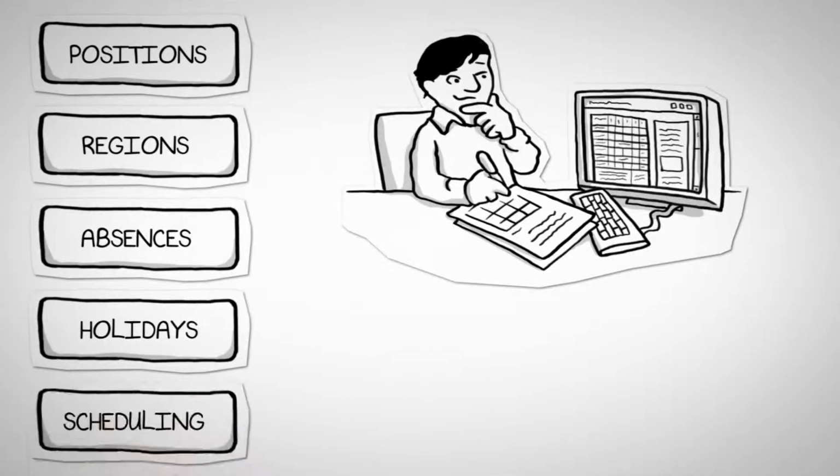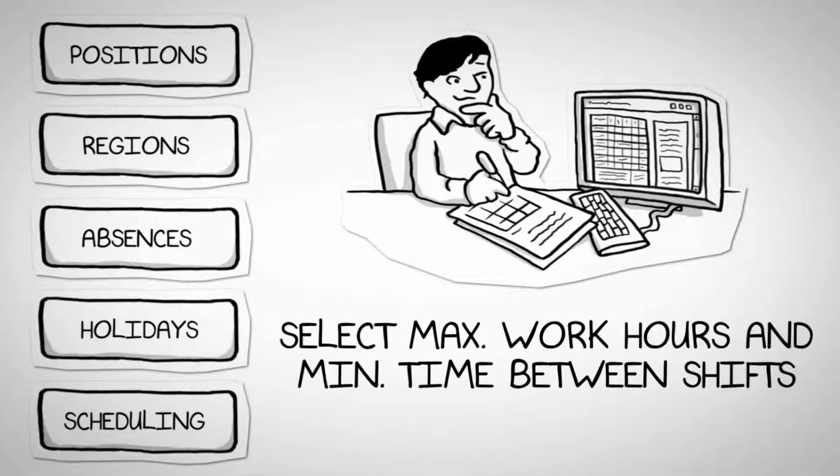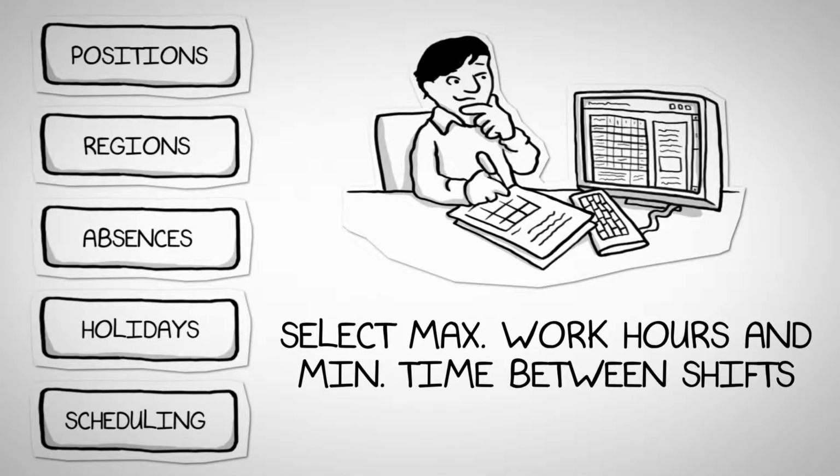Under Scheduling, you can select the daily and weekly maximum hours that all employees can work, as well as set the minimum amount of time that has to take place between their shifts. Each of your locations can be set differently.